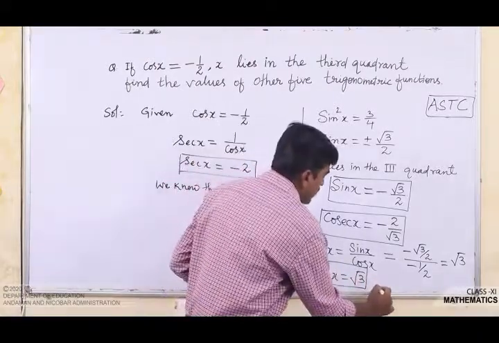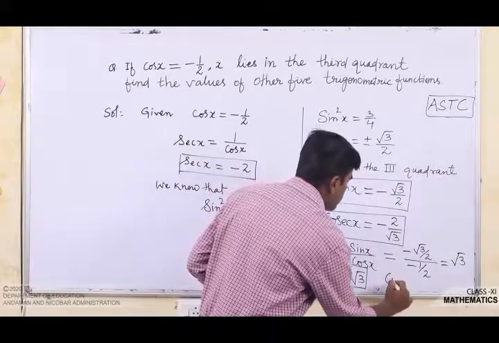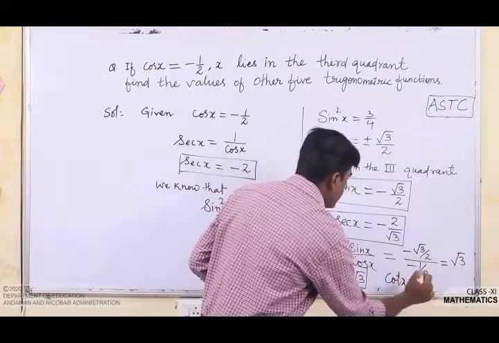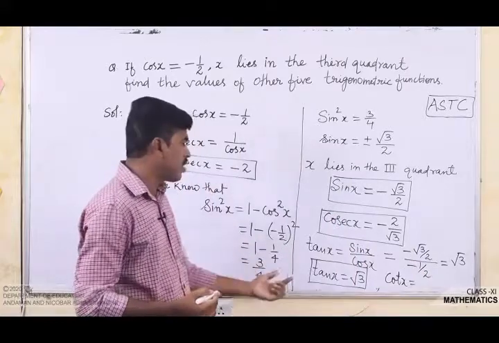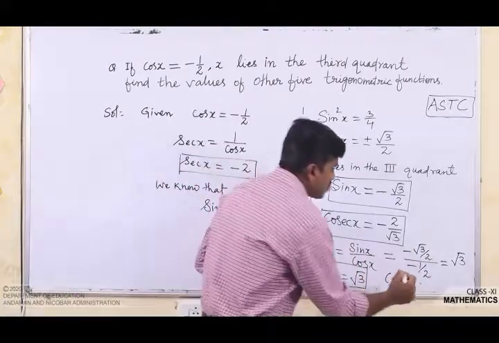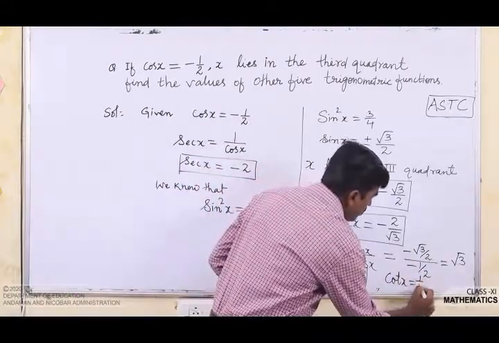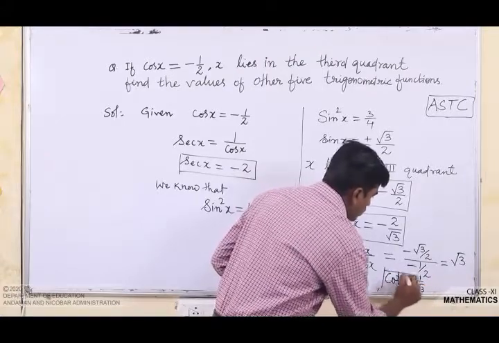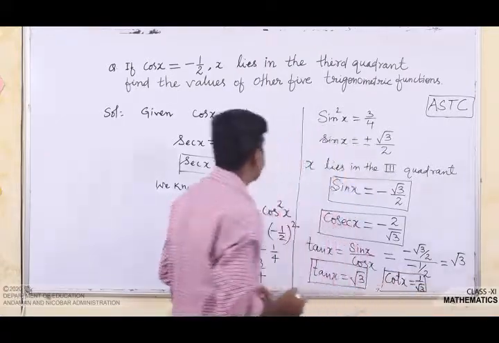And what about cot x? Now we have to find the value of cot x and we know that cot x is the reciprocal of tan x. So, cot x is equal to 1 upon root 3. So, we got all the values here.